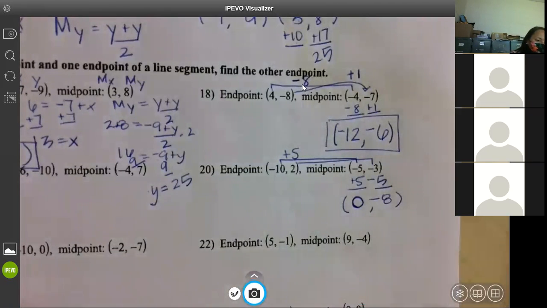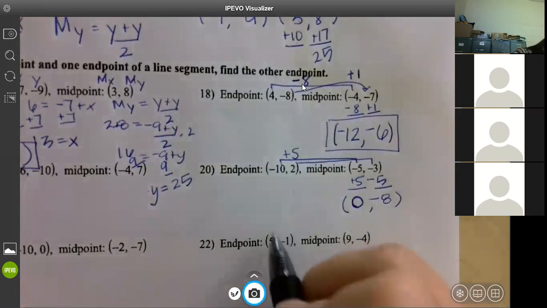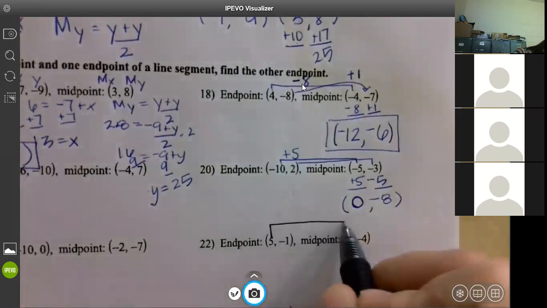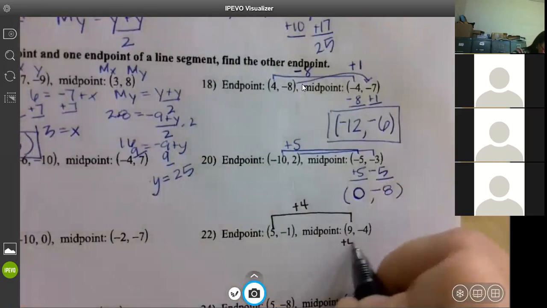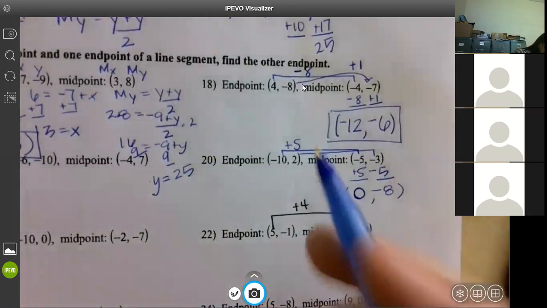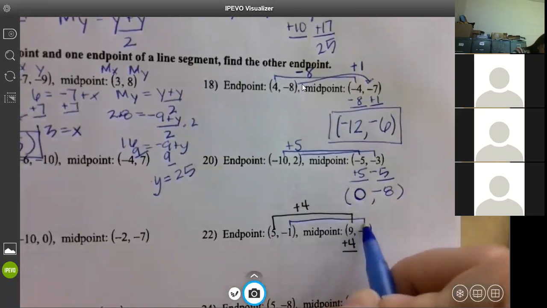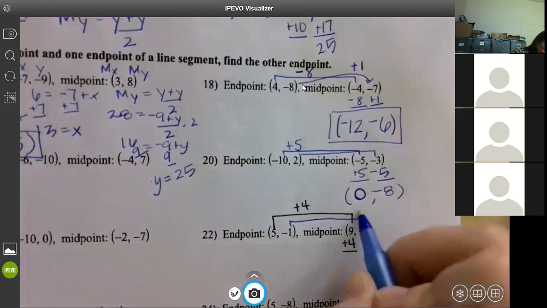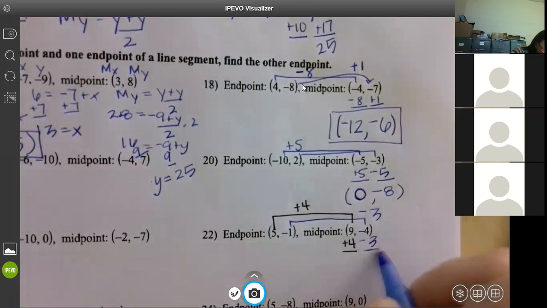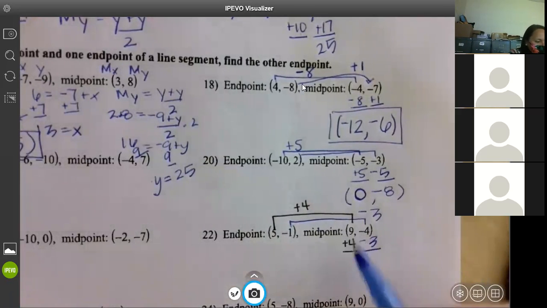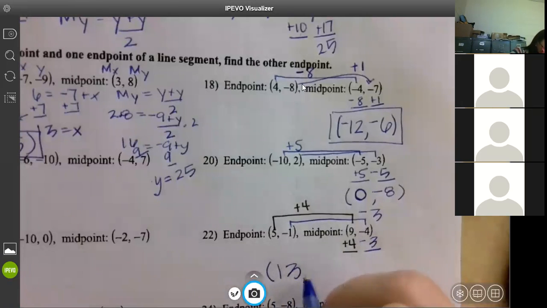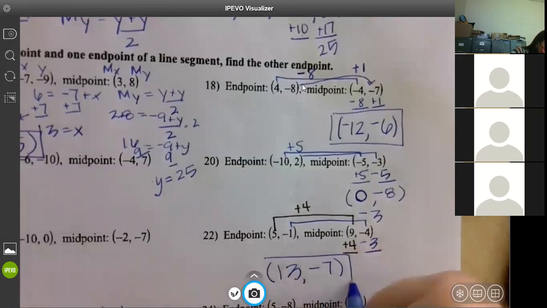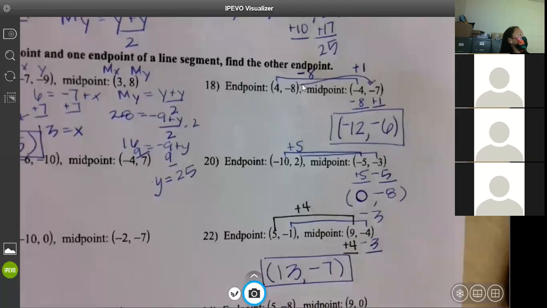All right, let's look at your next one. I'll color code it for you so you can see it a little better. How do you get from 5 to 9? +4. Perfect. So I'm going to put the +4 under here. How do you get from -1 to -4? A -3. So I'm going to put that -3 under here. What is 9 plus 4? What is -4 minus 3? That's your coordinate. That's it.